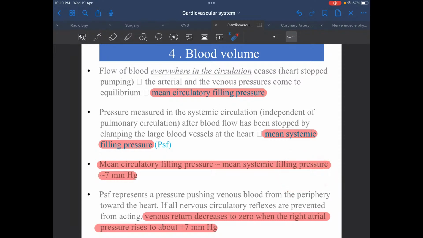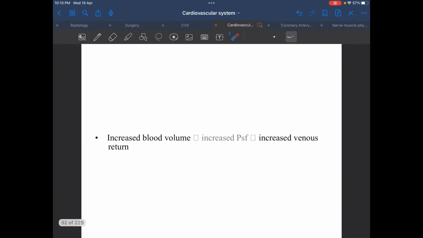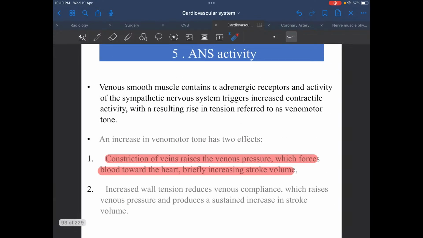So second thing is your blood volume. The more the blood volume, that's going to contribute to this mean circulatory filling pressure, which is normally about 7 millimeters of mercury. And what will this mean circulatory filling pressure do? That represents the pressure pushing venous blood from the periphery towards the heart. I hope that's clear. Okay, so PSF 7 millimeters of mercury, that is your blood volume which contributes to your mean circulatory filling pressure. What next? So we know whenever there's an increased blood volume, that's going to increase the PSF, and that's going to increase the venous return. That makes sense. So it can depend on blood volume.